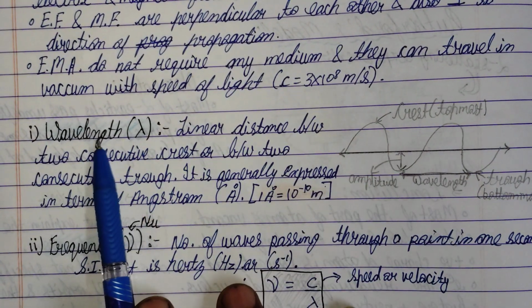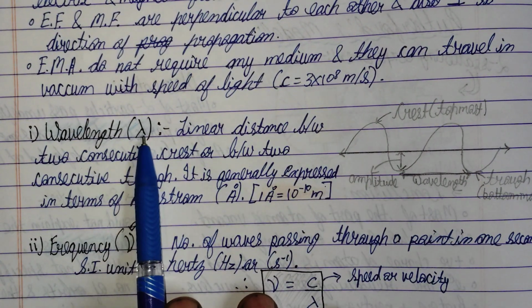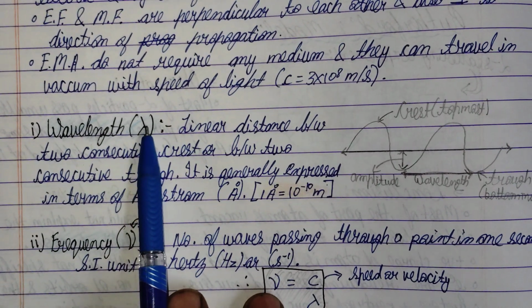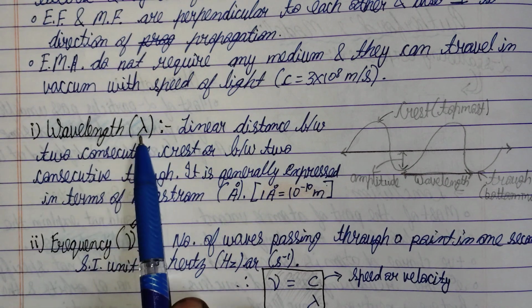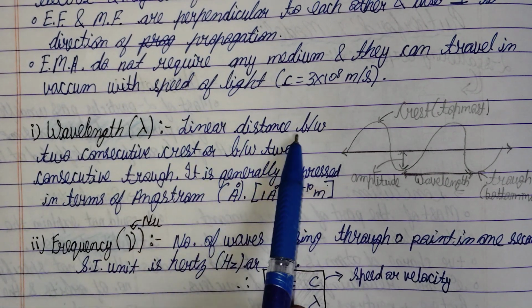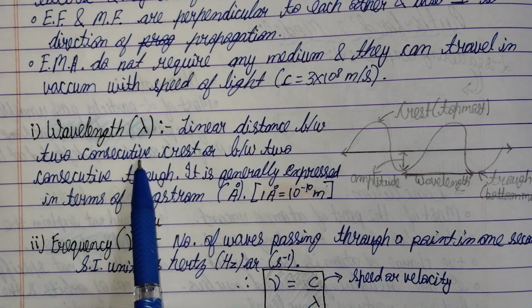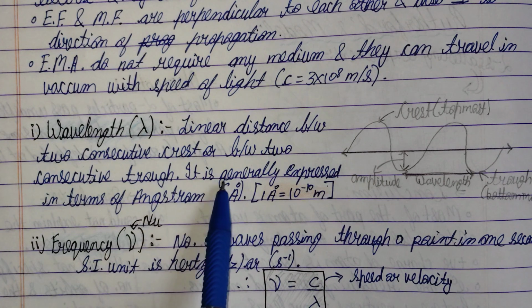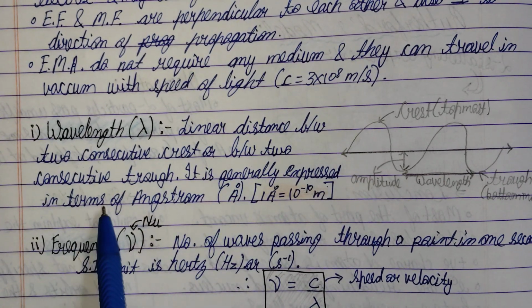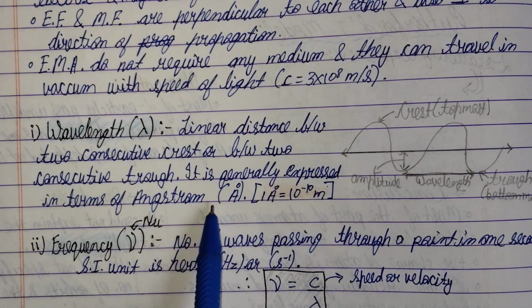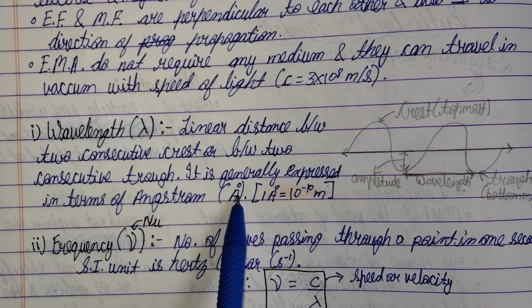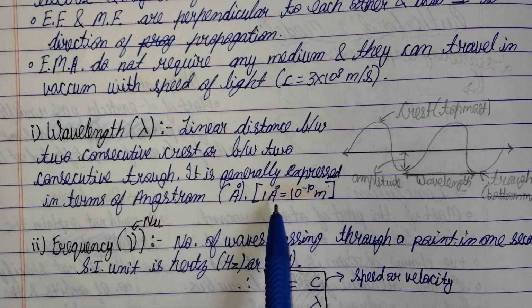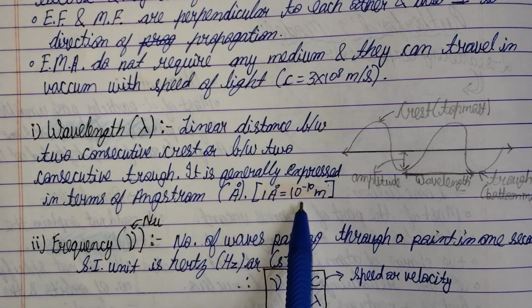Another important term is wavelength. Its symbol is lambda. Wavelength is the linear distance between two consecutive crests or between two consecutive troughs. It is generally expressed in angstrom. Angstrom is written as capital A with a small circle. 1 angstrom is 10^-10 meter.